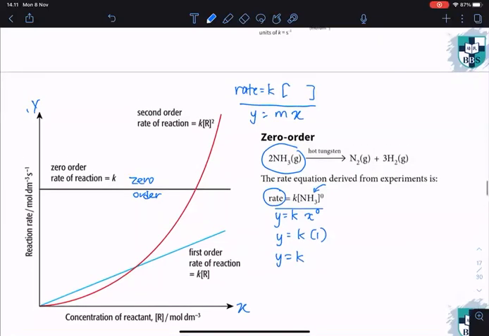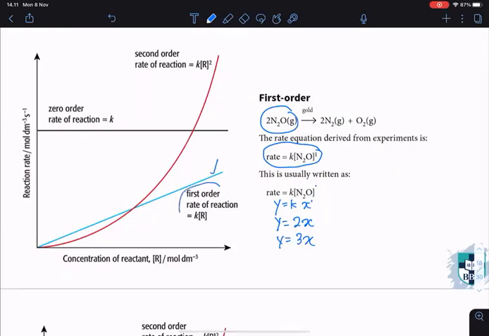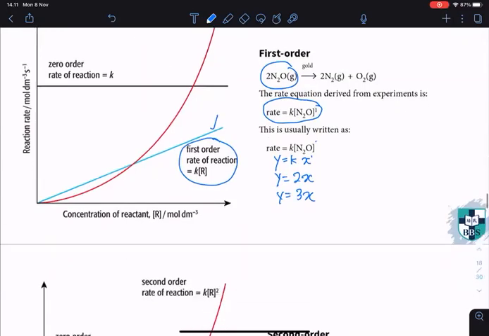Yeah, a constant line. And then you have the first order. This is one example, an experimental value they found out. This is going to be first order with respect to N2O. If I want to represent this in a graph, it becomes y equals k x to the power of 1, which is similar to maybe y equals 2x. How do we draw y equals 2x? Y equals 3x, how do we draw? It's going to be a straight line that passes through 0. So this is our first order reaction. Quite simple.